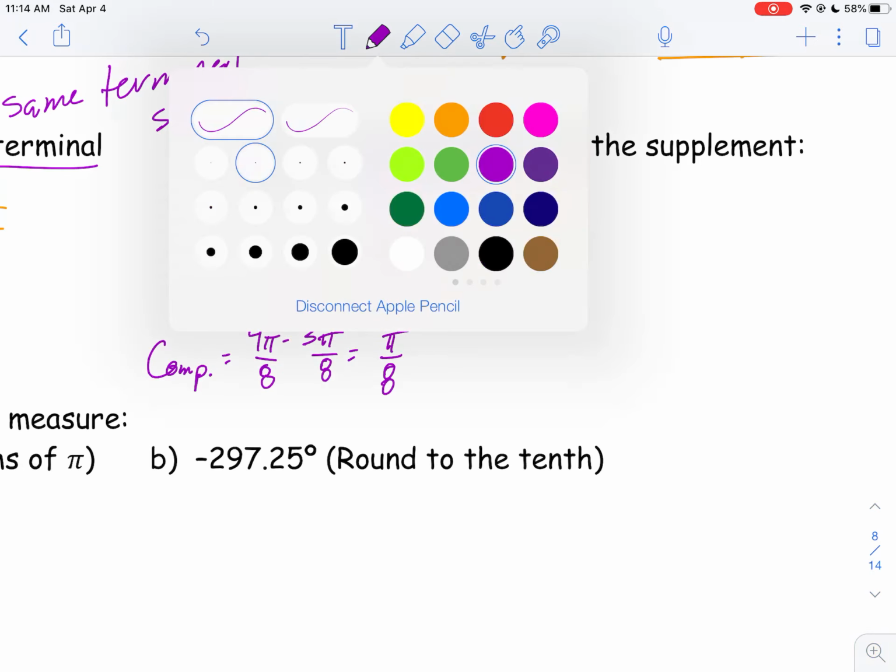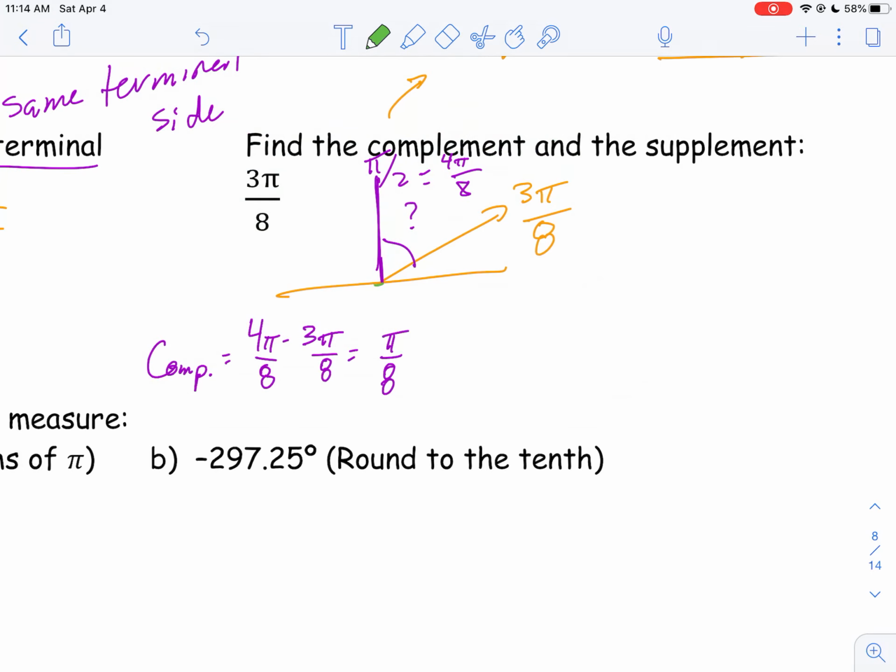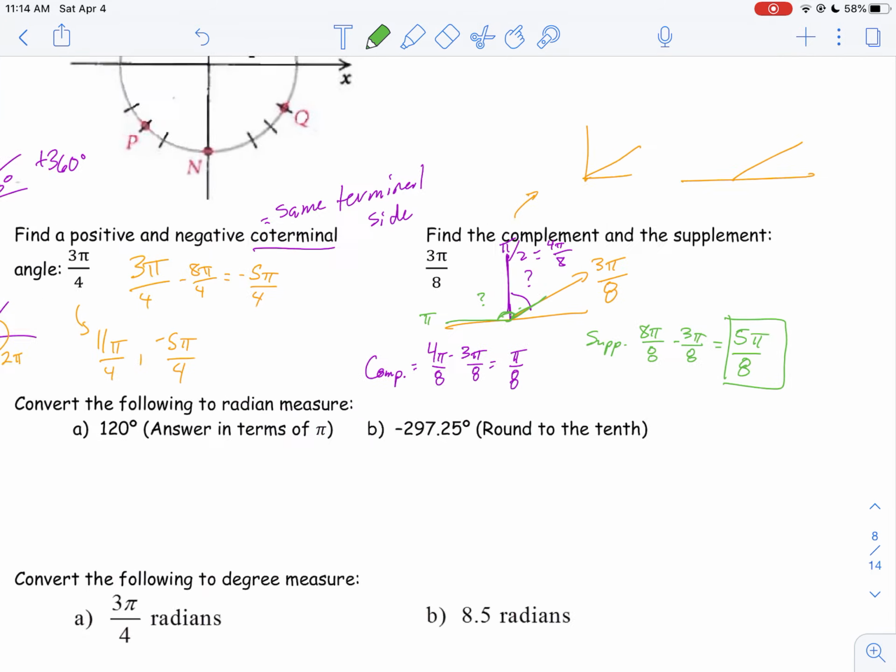How about the supplement then? The supplement, we just need to find it here. What is this angle? Well, we know this is pi. Again, common denominators. I want to find 8 pi over 8 and subtract 3 pi over 8. The supplement then is 5 pi over 8.